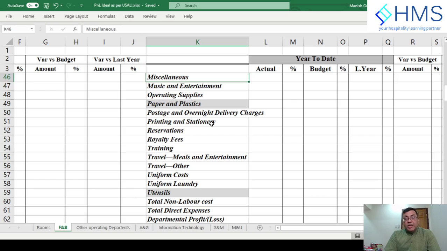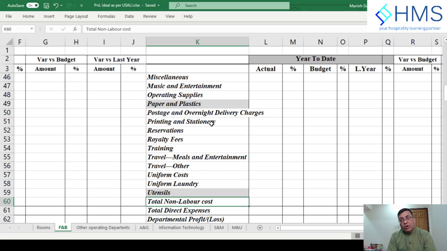Then you have postage, printing and stationery, which usually depend on the business. Reservations and royalty fee depend on the business. So you can compare per guest, per cover. Are you spending more or less compared to the previous year and budgets? And then you can compare whether you should have been able to control, and how effective the managers are in controlling their expenses. Travel and uniform are usually fixed expenses.